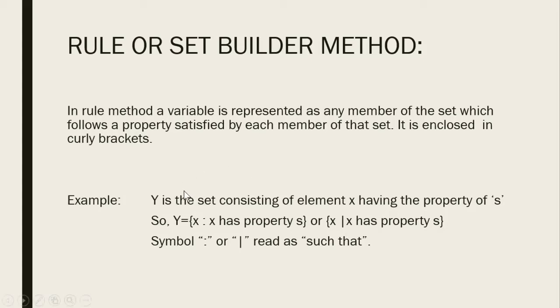Here, Y is the variable having the elements X and all the elements of X having the property of S. They satisfy all the properties of X. X may be 1, 2, 3, 4, 5, 6, 7, 8, may be all positive integers, and S has the quality of positive integers. So we can write it in this way. The variable Y is a set of X such that X has the property S.